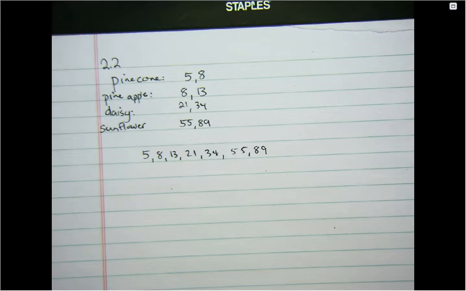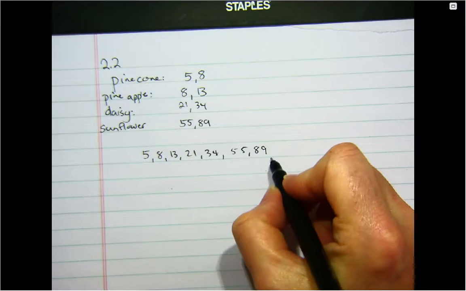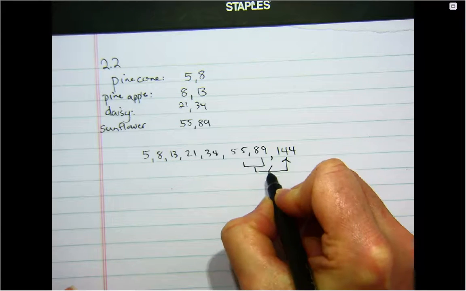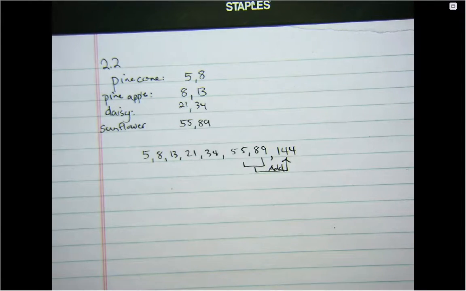And how did you get 144? Good. So this is called the Fibonacci sequence, and this Fibonacci sequence does have each number formed by adding the 2 before it.